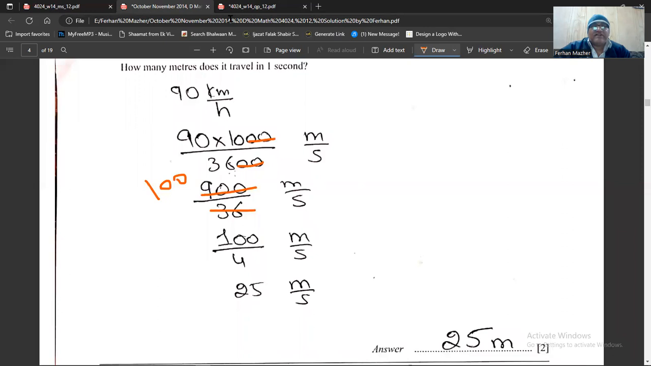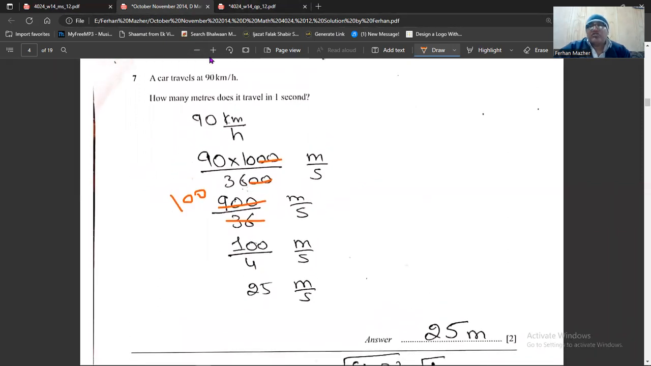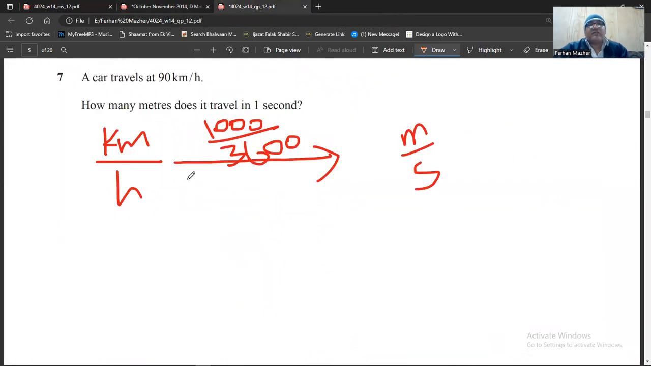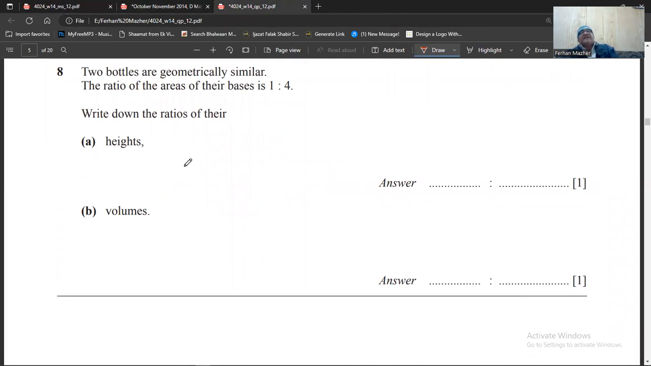Okay, so you can see this is question number 7. The whole solution is showing up on your screen. Question number 8, he says two bottles are geometrically similar. The important word here is that they are geometrically similar. The ratio of the areas is 1:4. Write down the ratio of their heights. Height is like a length, like a side. So you know the areas and the figures which are similar to each other.